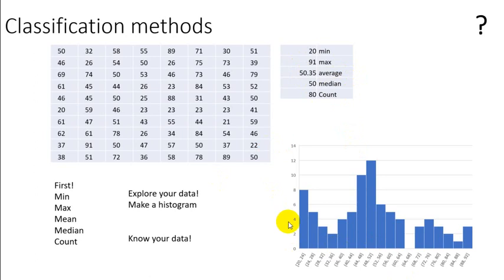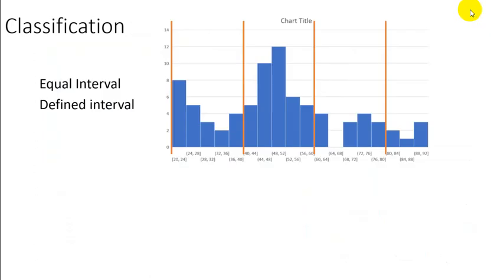80 different observations distributed like this. Okay, so how could you imagine grouping this data? How many different classes? They say that the optimum number of classes is usually between 4 and 6, but it just depends. All right, so equal interval, defined interval.